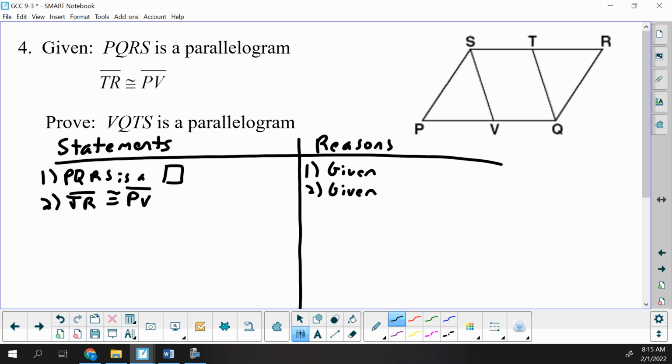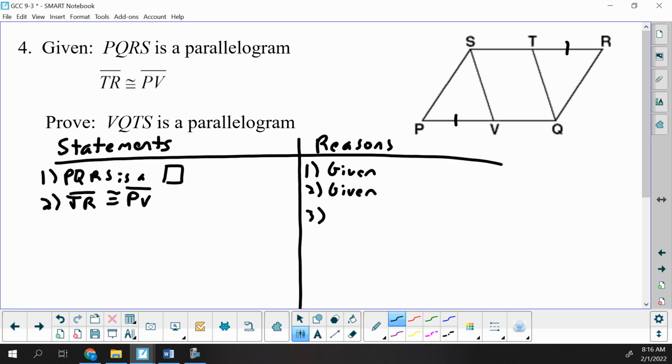We had one set of things congruent. We got TR congruent to PV. Notice our outer one is a parallelogram, and we want to get our inner one to be a parallelogram. So we've got some triangles there. So we can maybe think about getting those triangles congruent.